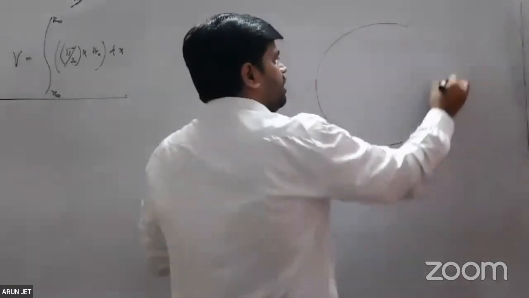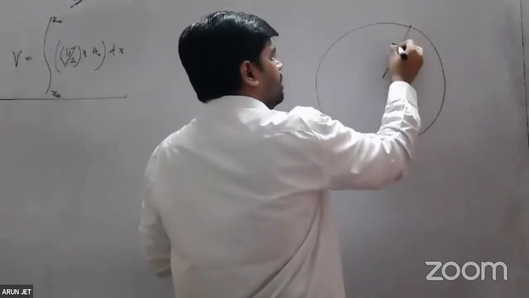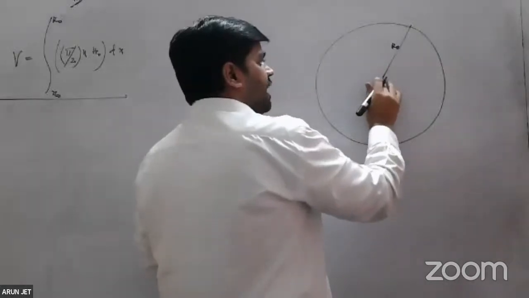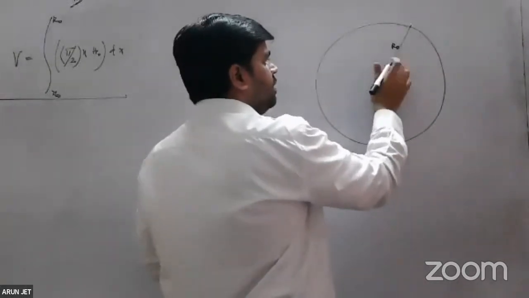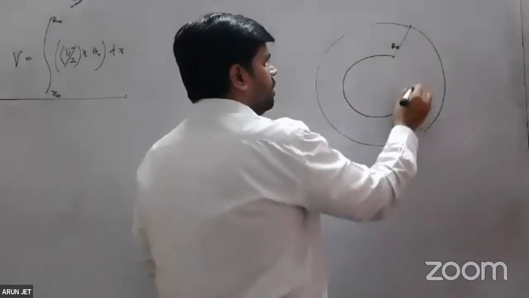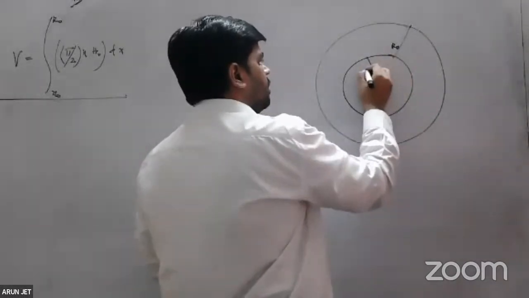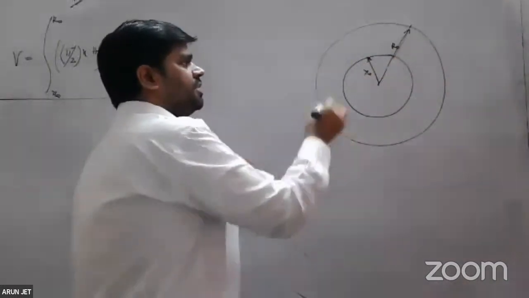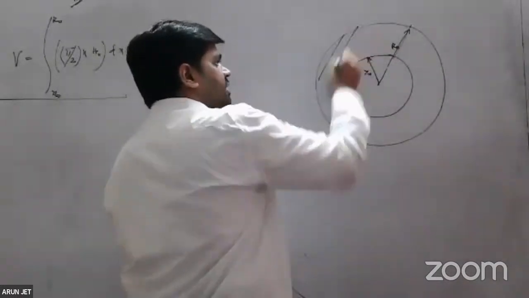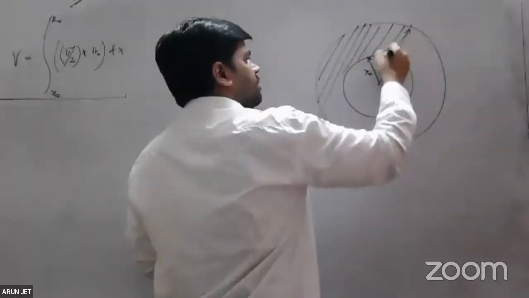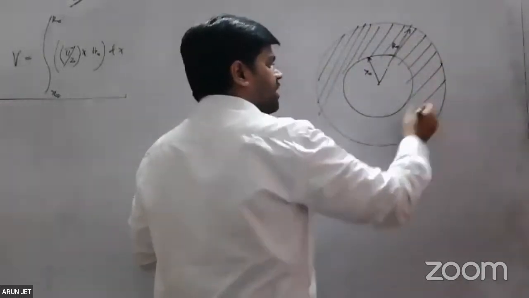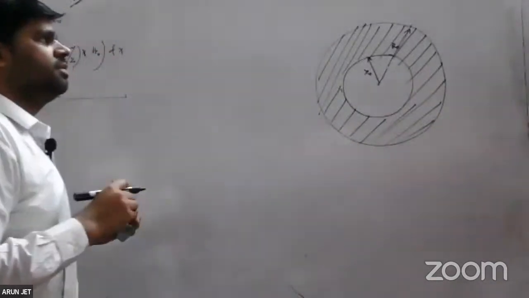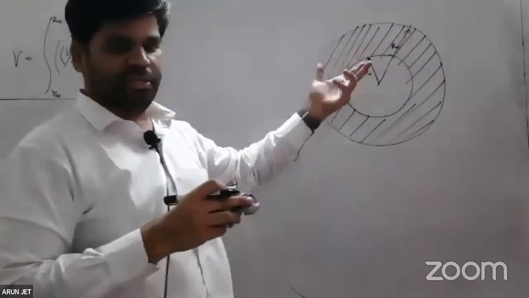ఈ సర్కిల్ ఉంది కదా, of radius r. I don't want the area of the whole circle. If I just want the annulus అంటే ఏంటి? Inner radius x0, outer radius r0. దీన్ని యాన్యులస్ అంటారు. ఇది ఎలా తెస్తాను? How do I get this area? Outer area minus inner area, right?